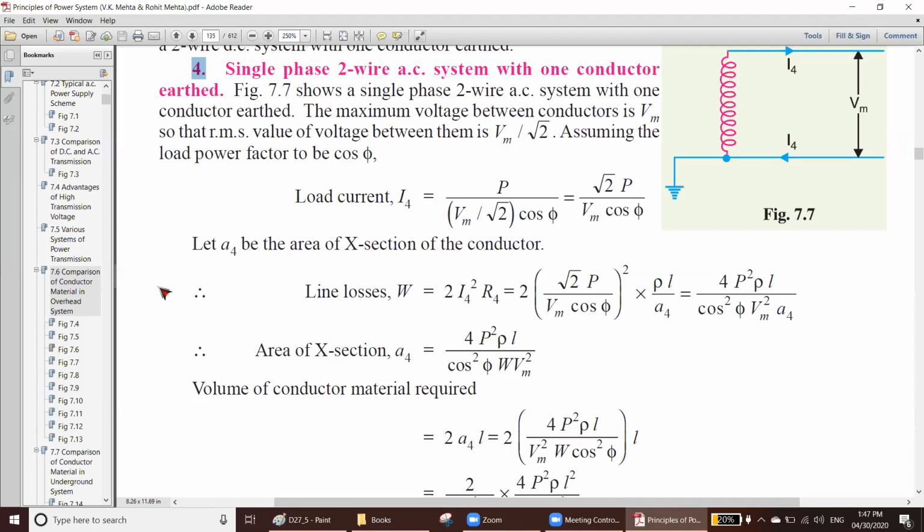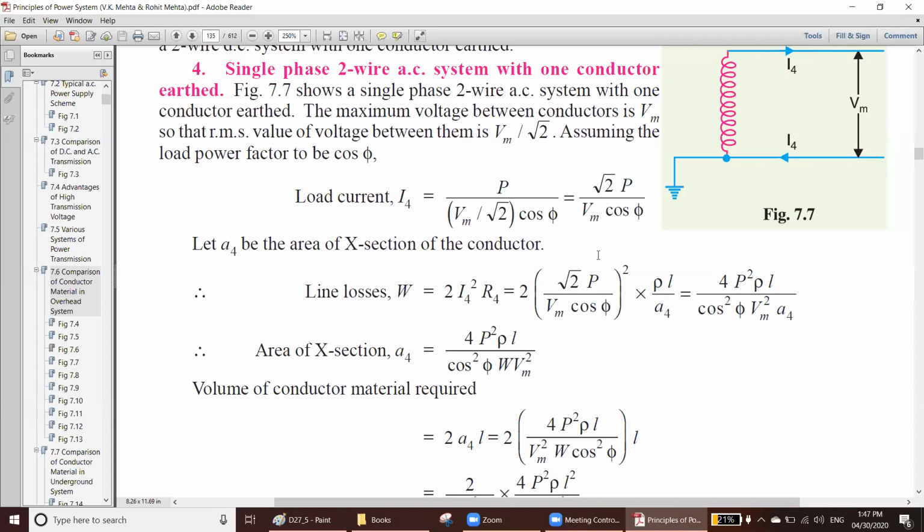Now let A4 be the area of cross section of the conductor. Now you have to find out the line loss. The line loss W is equal to 2 I4 square R4. Why 2? Because you have two conductors, this one and this one. So the line loss will be 2 I4 squared into R4, where I4 is root 2 P divided by Vm cos phi, whole square, and R4 will be rho L by A4. This obviously we know, R is equal to rho L by A.